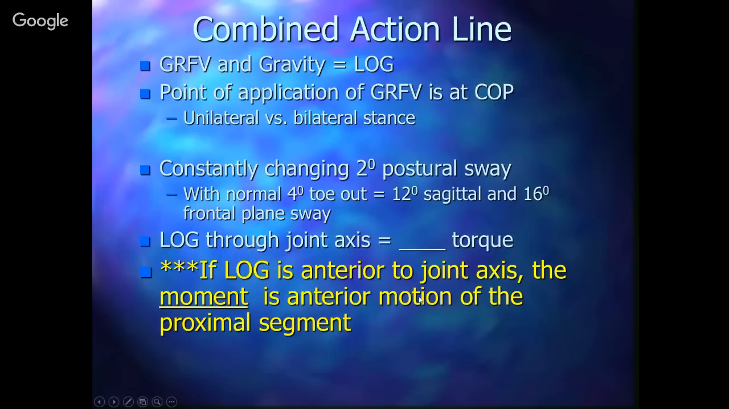The opposite definition occurs if the line of gravity is posterior to the axis. So as we go through these subsequent slides, if the line of gravity falls posterior to the axis of rotation, the moment or the potential torque is posterior motion of the proximal segment. Okay, so we're looking at alignment, the line of gravity, and we're looking at sagittal plane activity. So we're either going to get an anterior directed motion, typically referred to as flexion, or a posterior directed motion, typically referred to as extension. And I say typical because in the upcoming slides you're going to see a new term that you may not be familiar with.